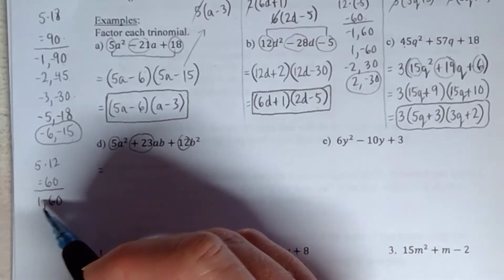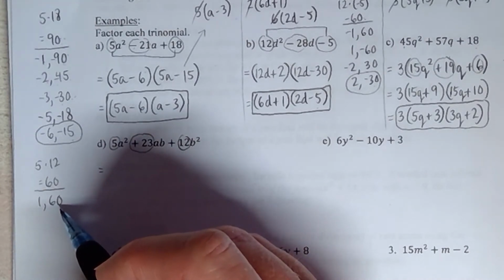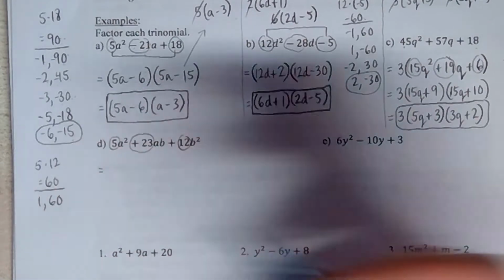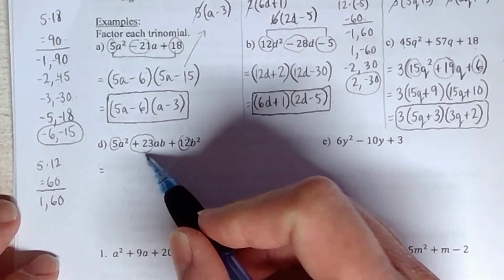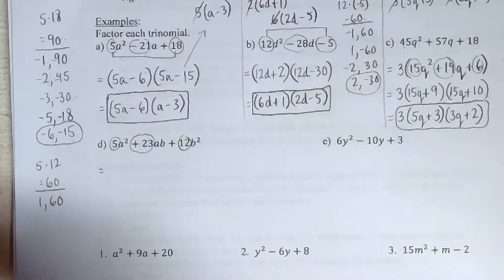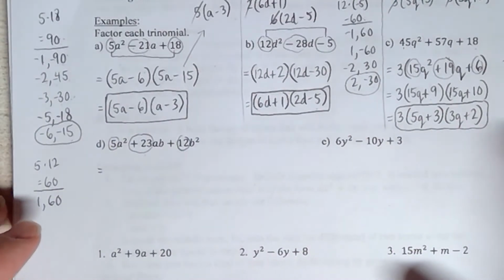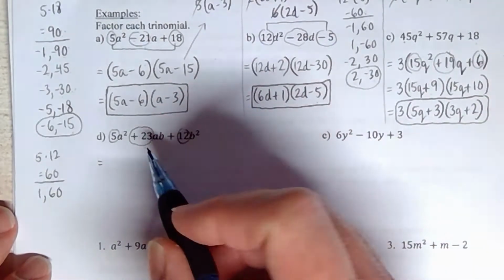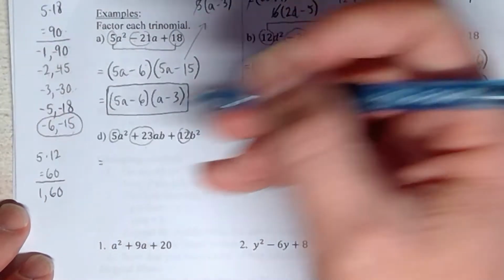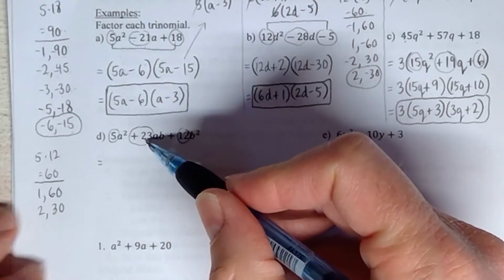You could write down negative 1, negative 60 also, as long as you write down positive 1, positive 60. It's just that you'd be wasting your time because there's no way that negative 1 and negative 60 could ever add up to a positive. So I'm just trying to help you get to the answer as quick as possible here by giving you these little hints about how to set up your pairs of factors. Since this is positive, we're just going to do 1 and 60 positive, 2 and 30, both of them positive. Do either one of these pairs add up to 23?